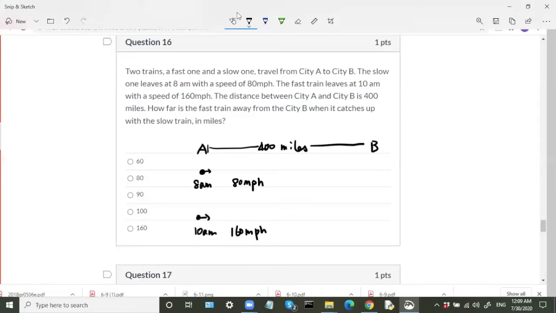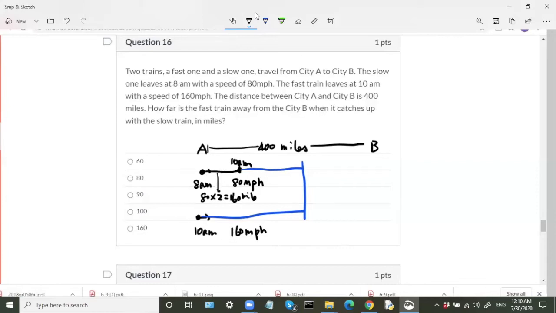So at the first, let's say at 10 a.m., the slow train is here, and the fast train is here. So they start at 10 a.m. Then the fast train catches up somewhere in the middle between A and B to catch up with the slow train. Basically, from 8 a.m. to 10 a.m. is 2 hours, right? So this distance is 80 times 2 equals 160 miles. So the fast train needs to catch up 160 miles.